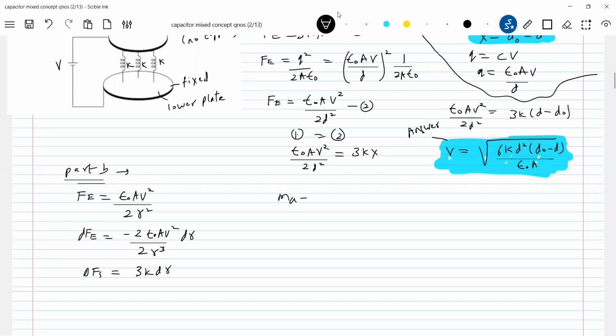Okay, now let's write the equation. So now MA is equal to this is dF, no? So I think definitely they'll act opposite to each other, so they should be equal to minus of dF_s plus dF_e. Now substitute and solve it and show that it's due to SHM.